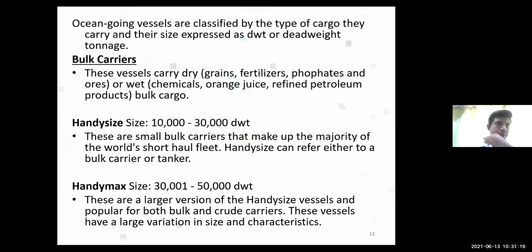Now just to revise, a bulk carrier, as I say, typically carries dry products. That includes your grain, fertilizers, phosphate. All these things are carried by bulk carriers. By the way, chemicals, orange juice, everything, refined petroleum products, that is carried in the tankers, gentlemen.